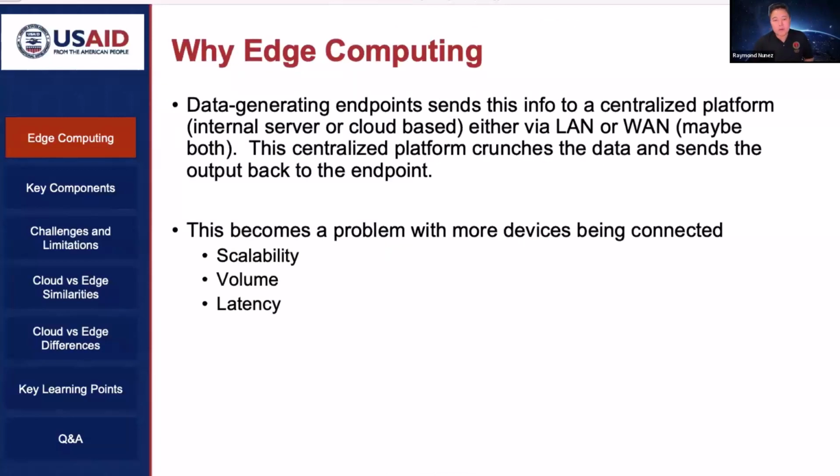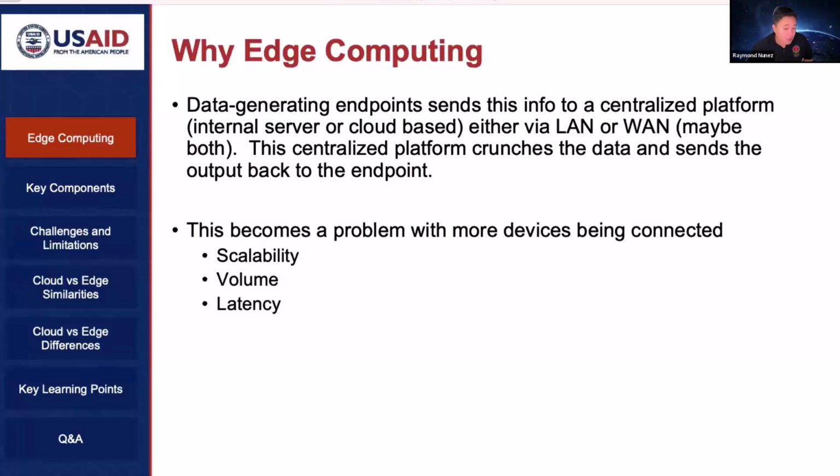So edge computing, we are trying to solve, and have these data generating endpoints send this data to a centralized platform, either via LAN or WAN, maybe both. And this centralized platform processes the data and sends the output back to the endpoint. As you've seen with the basic use case a while ago, with a control system or a car that is connected, there are issues with more and more devices being connected, even with few devices, you got some of these issues.